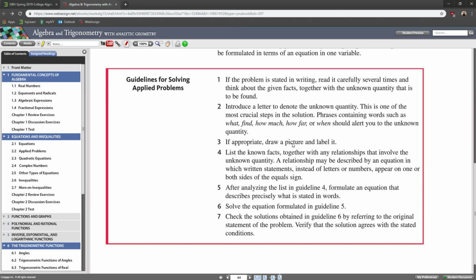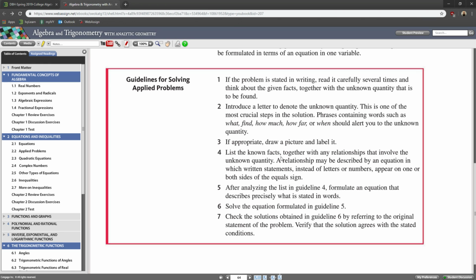When appropriate, draw a picture and give it labels. Actually, I don't know if any of the problems I have require pictures, but definitely if you have problems where they're describing some geometric thing, you want to draw a picture. I know in my trig class where we're talking lots about triangles and circles and things like that, you definitely want to draw some pictures.